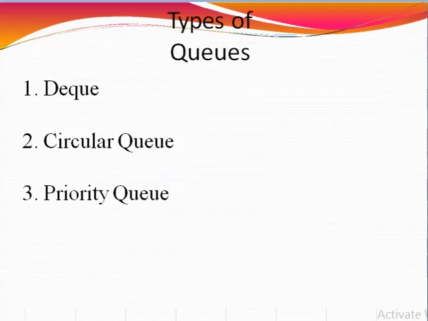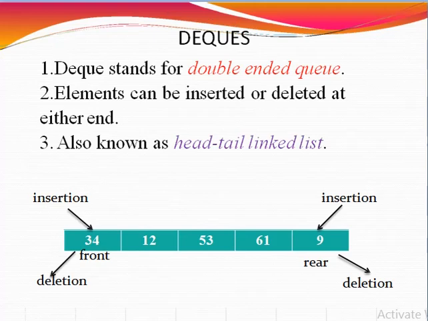As I mentioned in the contents, there are certain types: DQ, double-ended queue, circular queue, and priority queue. These are the three different types. DQ stands for double-ended queue, in which both the operations can be performed at both the ends. Elements can be inserted or deleted at either end, the front end or the back end. It is also known as head tail linked list.